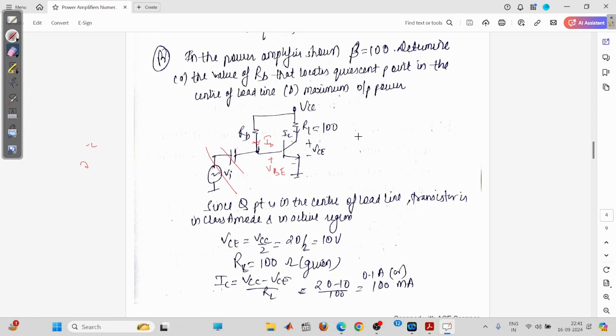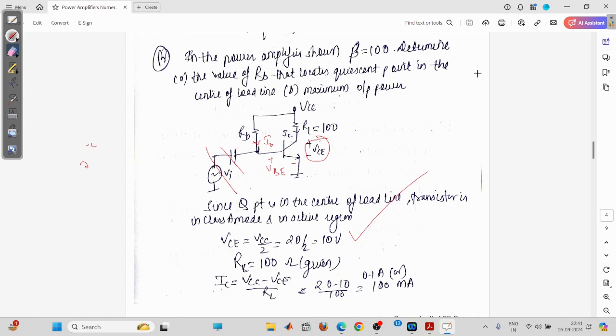You can see that this is VCE. VCE means this is the operating voltage now. Just now you have evaluated it from the DC load line. VCE is evaluated from the DC load line, and what will be the VCE? That is half of VCC, because your operating point is at the middle of the DC load line. So VCE will be 10 volt.